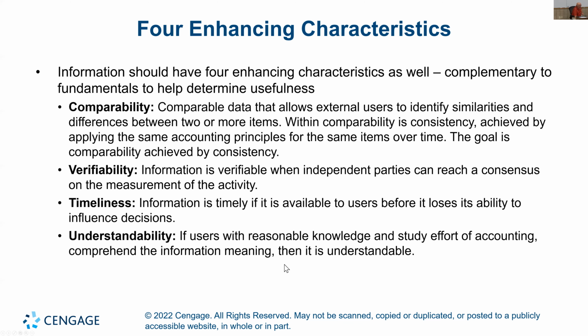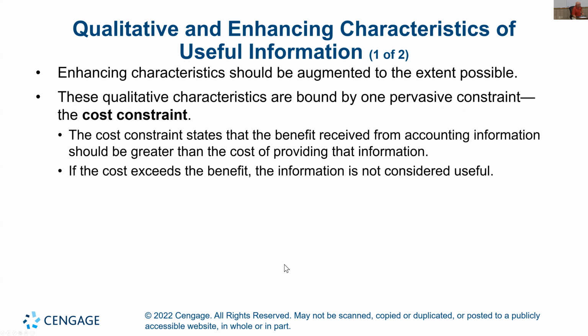Okay, so those are our enhancing characteristics. All of these, whether it is the fundamental qualitative characteristics or the enhancing characteristics, are subject to what we call a cost constraint. Another way to think of this is doing a cost benefit analysis. Is the benefit we are providing by giving all this information greater than the cost associated with it?